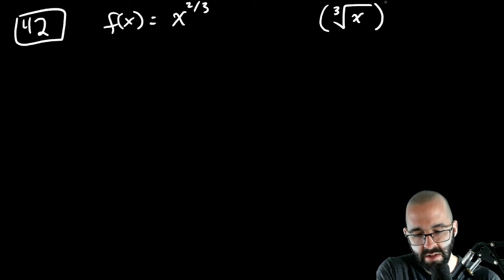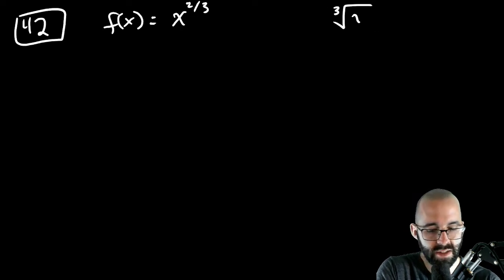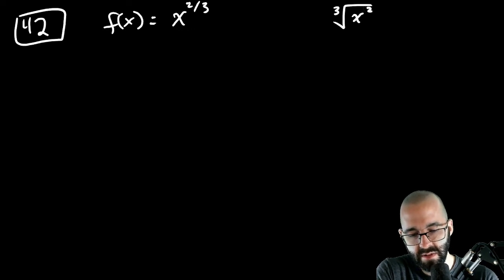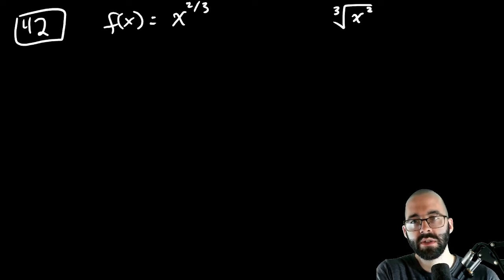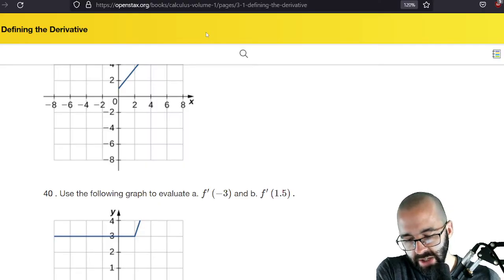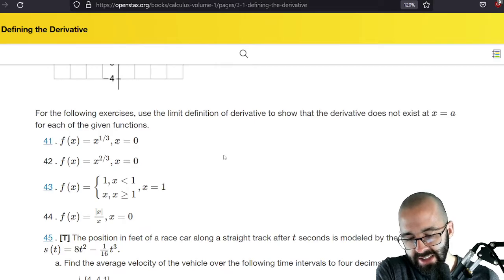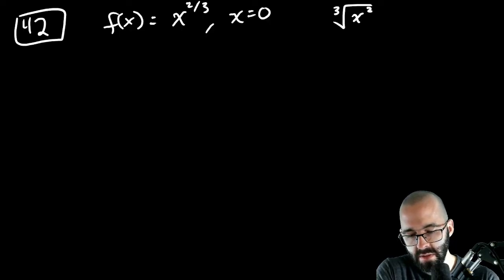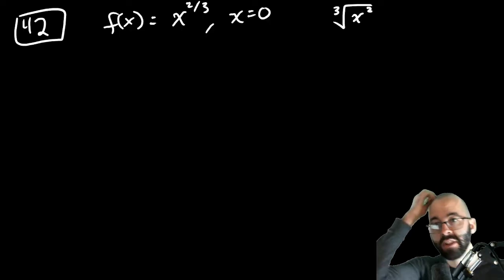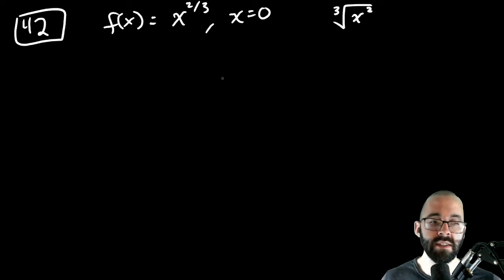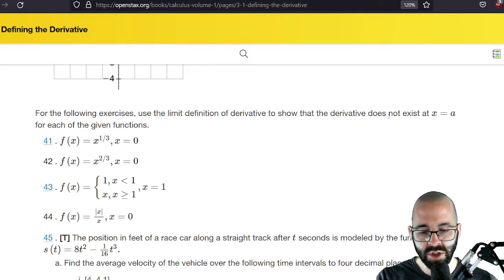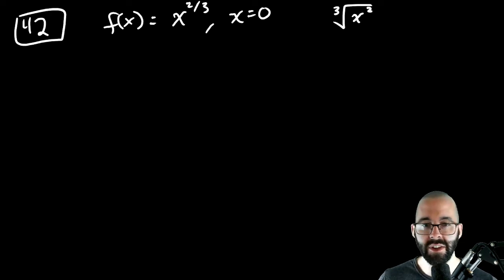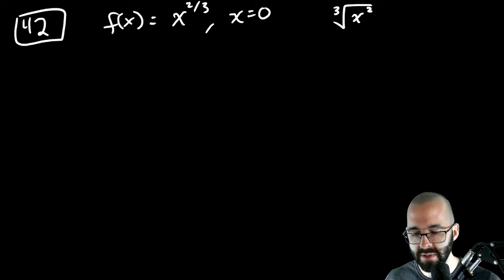Wait. No, it's not actually important. It's the cubed root of x squared. Remember, rational exponents are radicals. And we're looking at the point at x equals 0. So it said use the limit definition of the derivative to show this limit doesn't exist. To show the derivative doesn't exist, right? We want to show that the derivative doesn't exist. So let's find the derivative and show it doesn't exist.